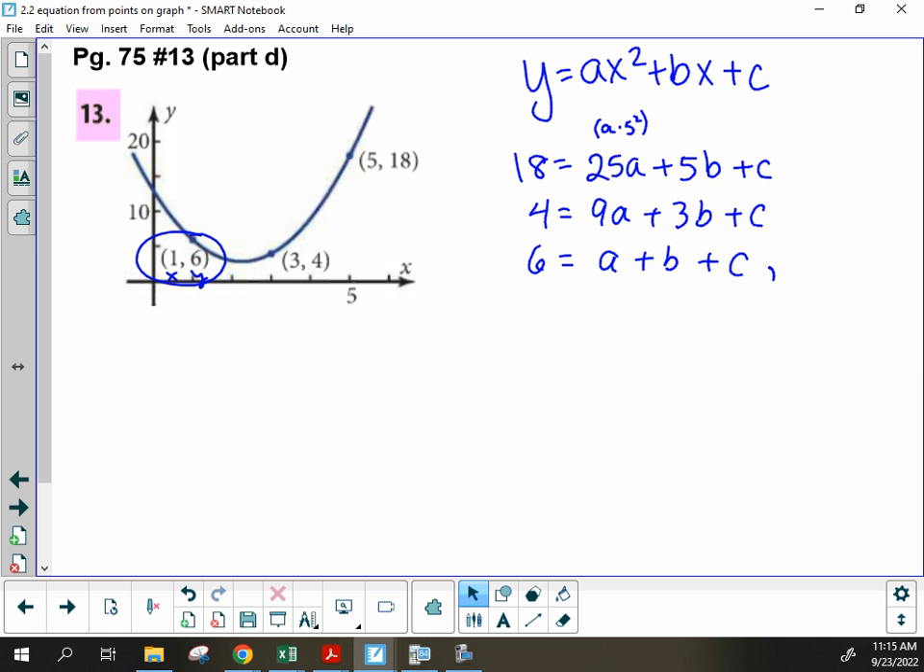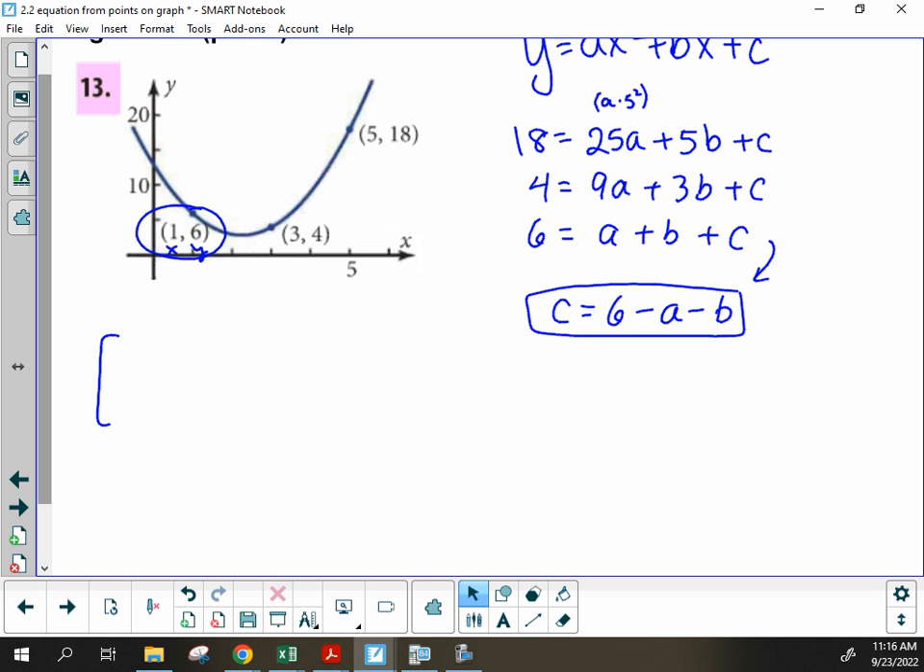So I'm going to take probably this one here and just solve it for c, meaning I'm going to subtract a, I'm going to subtract b from both sides. So c is equal to 6 minus a minus b. Okay, we're going to use that to get down to just 2 equations and 2 unknowns. So let's take our other 2 equations now, the one that has 18 equals and the one that has 4 equals. Instead of writing c here, we're going to replace it with 6 minus a minus b, because that's what c is equal to. They're equivalent to each other.